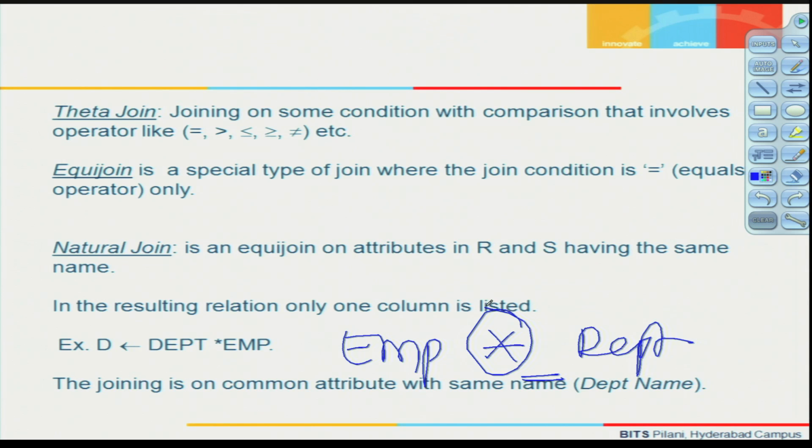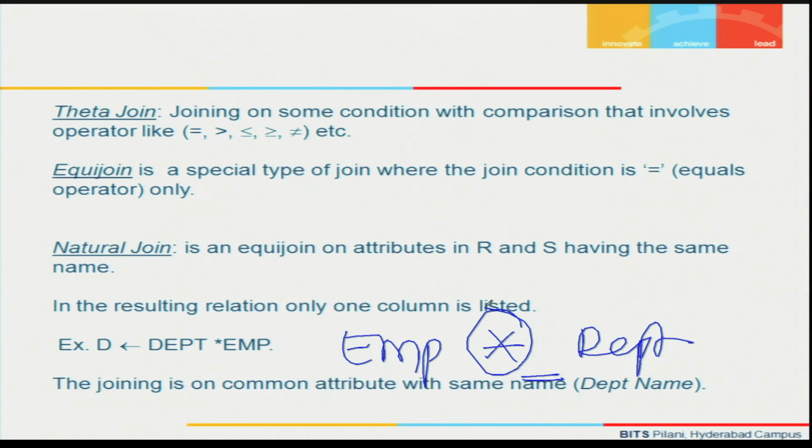I don't have to specify any join condition, because by default it is understood that the joining is on the columns which have common name across these 2 tables. So that's why by default it will look for the same titled columns, and the tuples across these 2 tables will be joined based on the equality of that particular column value.